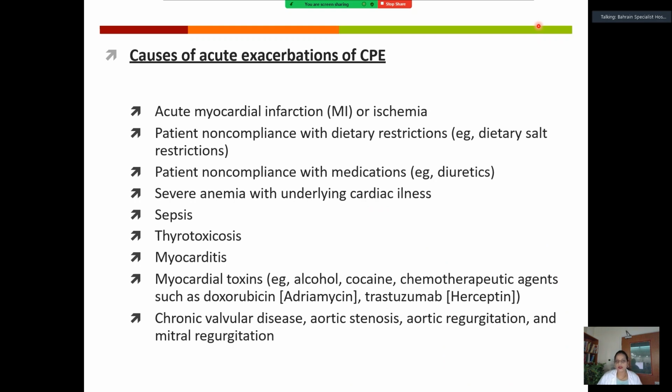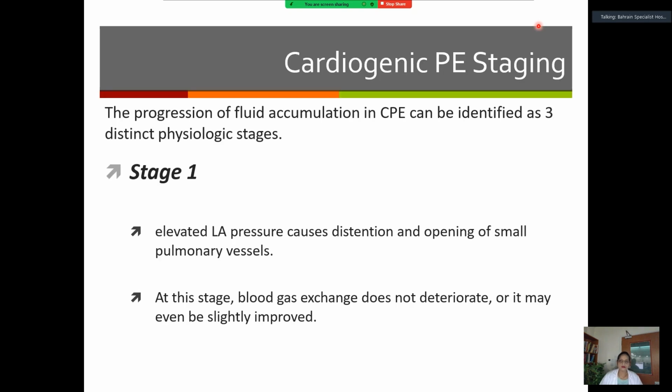Causes of acute exacerbation of cardiogenic pulmonary edema: acute myocardial infarction or ischemia, patient noncompliance with dietary restrictions, patient non-compliance with medications like diuretics, severe anemia with underlying cardiac illness, sepsis, thyrotoxicosis, myocarditis, myocardial toxins, alcohol, cocaine, chemotherapeutic agents such as doxorubicin, adriamycin, trastuzumab, herceptin, chronic valvular disease, aortic stenosis, aortic regurgitation, and mitral regurgitation.